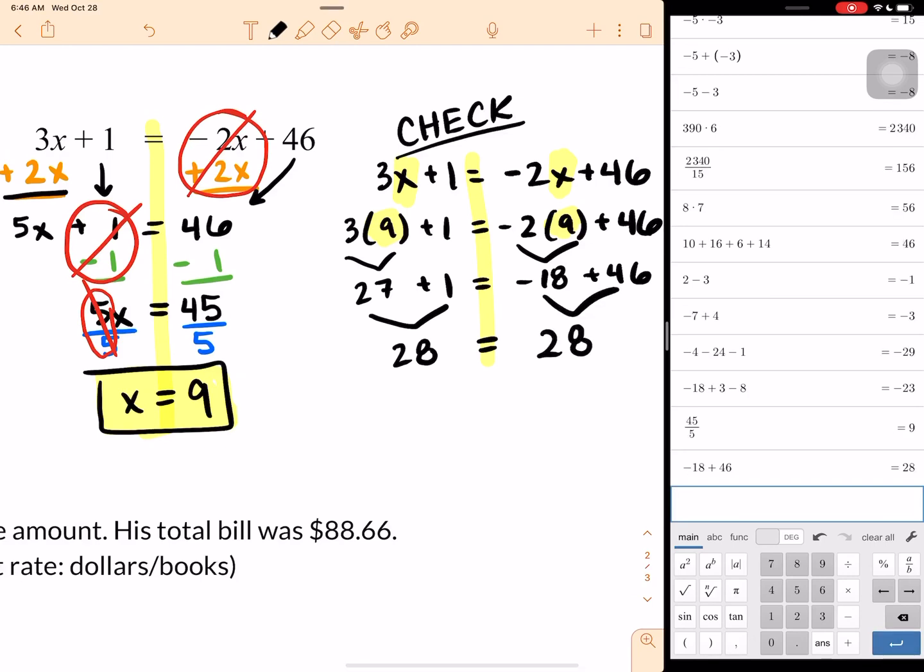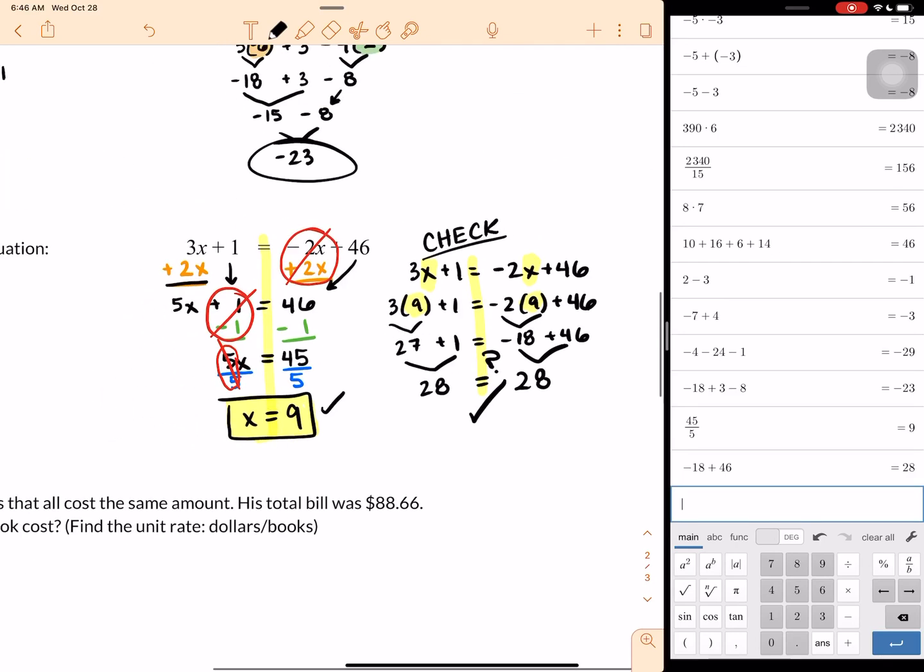So then you ask yourself, is that true? Yes, it is true. 28 equals 28. So you know that your answer over here is indeed correct, as long as you plugged it in correctly, right? So that is really important.